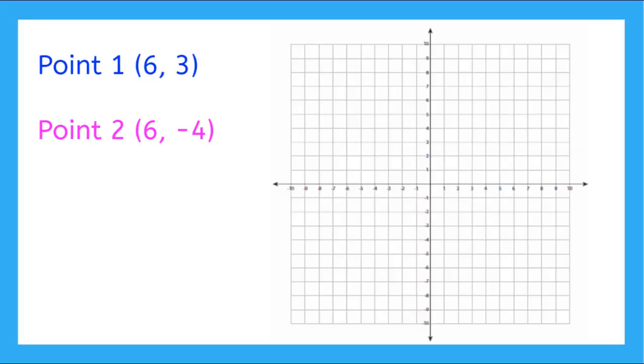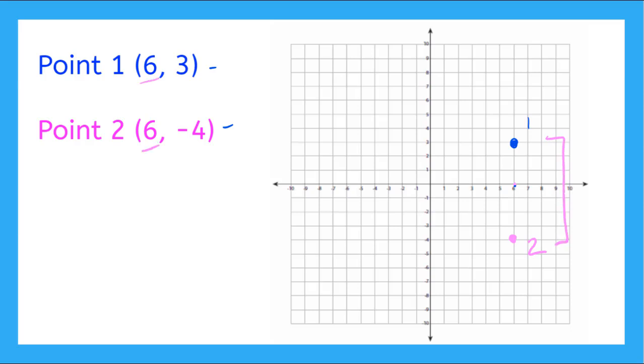Now notice I have 2 ordered pairs here. Let's plot them. I'm going to plot point 1. It's at 6, 3. So for my x-coordinate, I go over to 6 here, and I go up 1, 2, 3. There's point 1. Now let's plot point 2 here. It's also at 6, so I go over to 6 here, and then -4 is my y-coordinate, so I'm going down 1, 2, 3, 4, and there's point 2. Now you'll see that these points have the same x-coordinate.